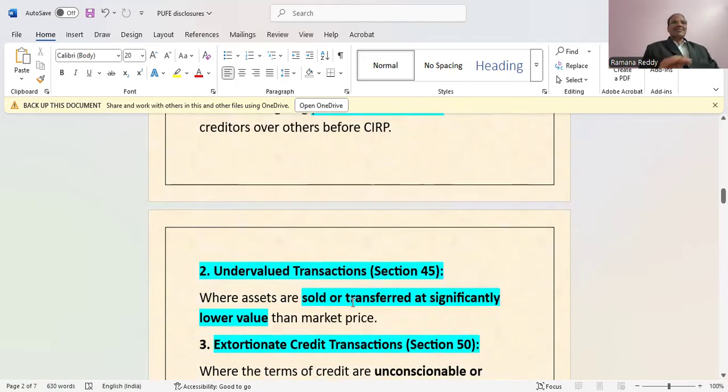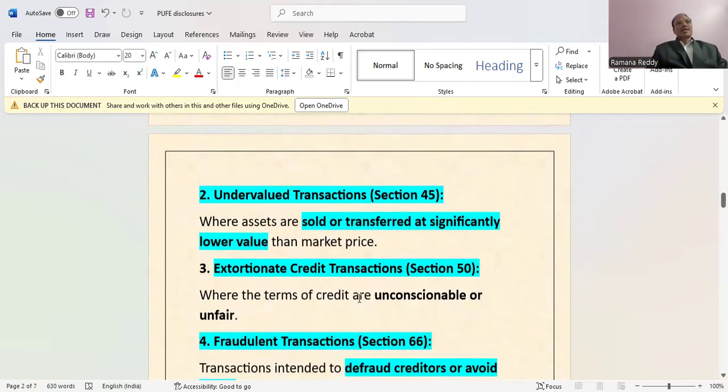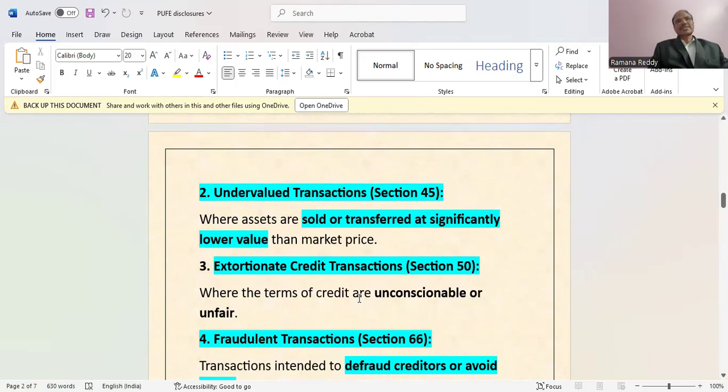And what is an undervalued transaction? Section 45, where assets are sold or transferred at a significantly lower value than market price. And what is an extortionate credit transaction? Section 50, where the terms of the credit are unconscionable or unfair.